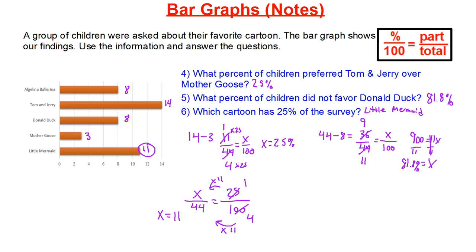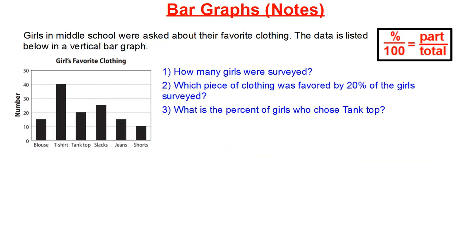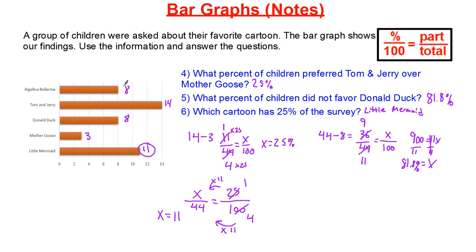Okay? Alright, so let's try another example, and then we'll move on to dot plots, and that's basically it for the rest of this concept. Girls in middle school were asked about their favorite clothing. The data is listed below in a vertical bar graph. One thing I do want you to notice, this bar graph is up and down, it's vertical. It's going to look a lot more like the dot plot, which I'll show you in a second. But as you can see, the other one was horizontal. Okay, it's going this way.